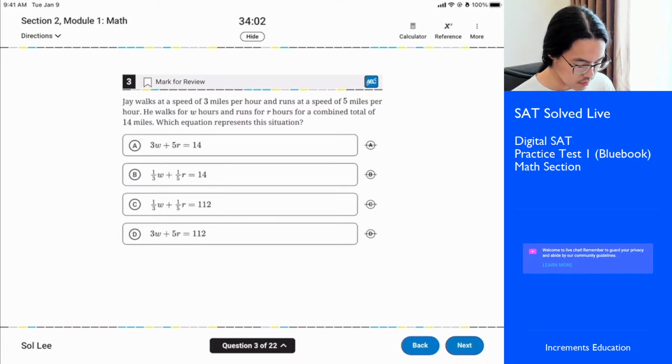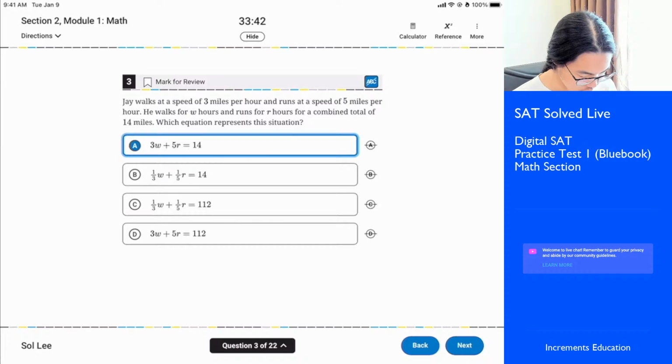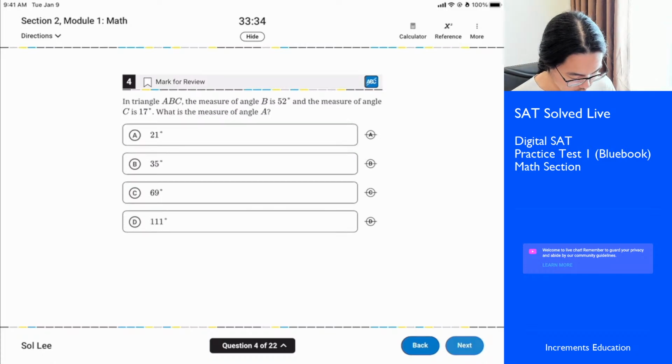Jay walks 3 miles per hour and runs at 5 miles per hour. He walks for W hours, so 3W, and runs for R hours, 5R, for 14 miles. And we're double checking the miles per hour. Yeah, that's correct.